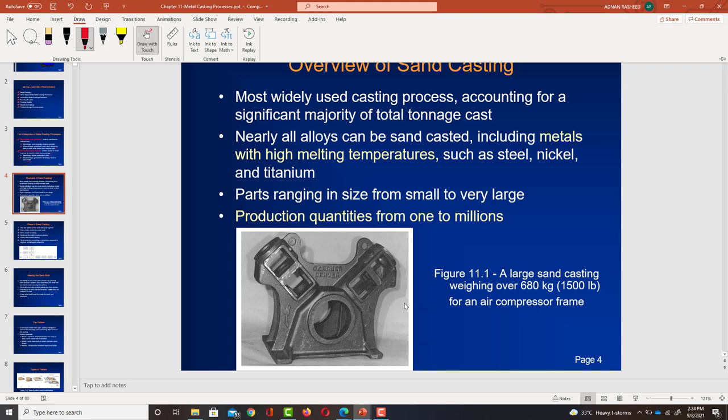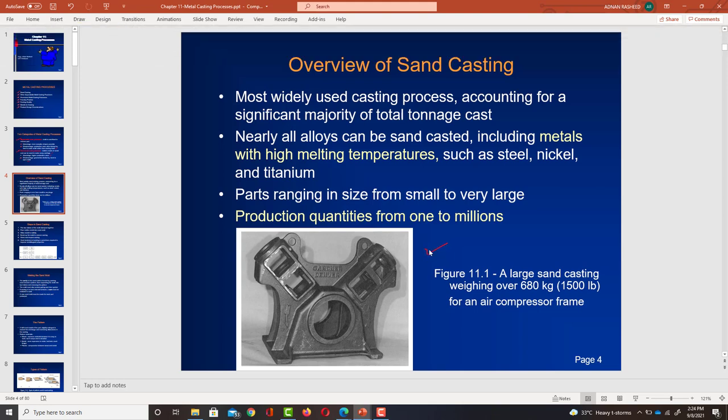Basically this is the picture of an air compressor frame that is made using the casting process, and its weight is 680 kg. So you can see this is relatively small. I have seen parts that are 5 to 6,000 kg, or more than that, in heavy mechanical complexes, made by casting processes.